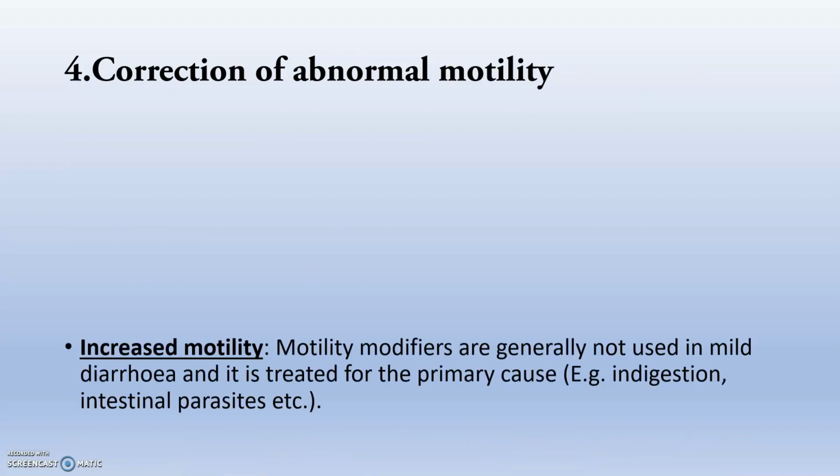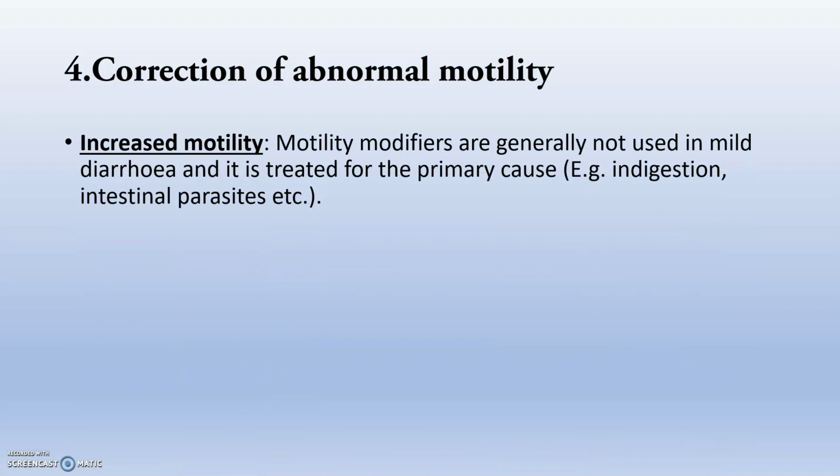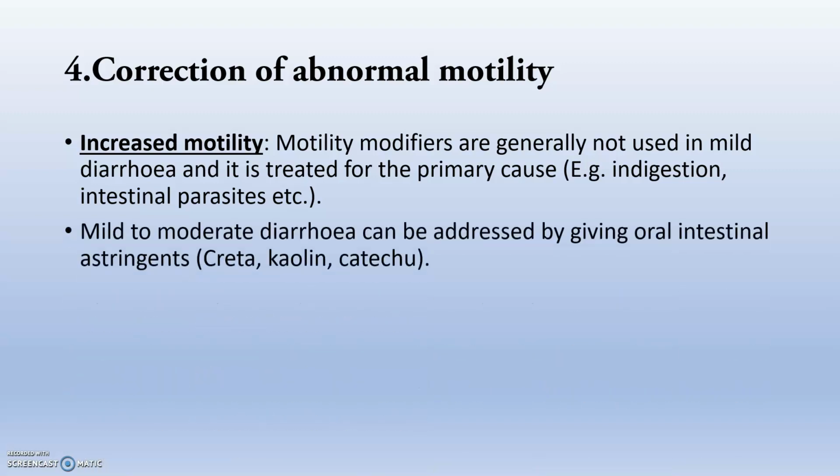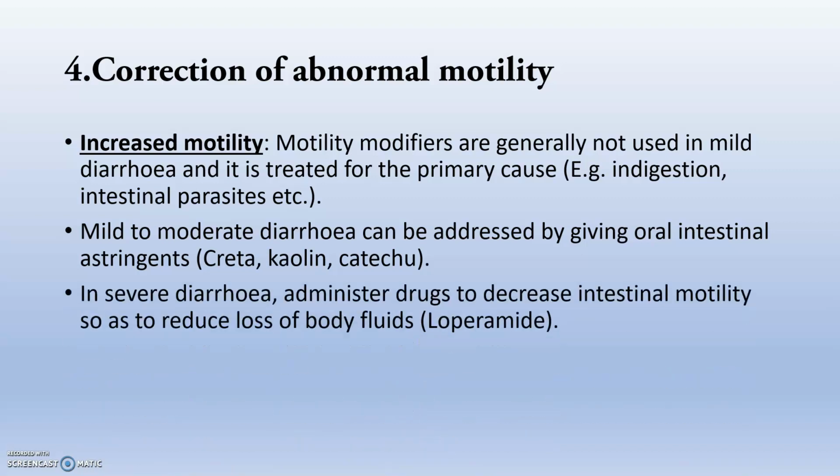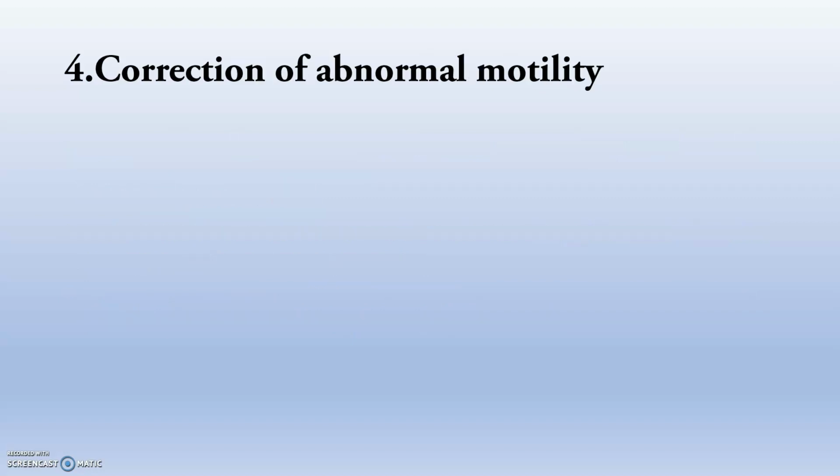Next is correction of abnormal motility. Increased motility is created by intestinal parasites or indigestion problems. Mild to moderate diarrhea can be addressed by giving oral intestinal astringents. In severe diarrhea, we should go for drugs that decrease the intestinal motility, for example loperamide.